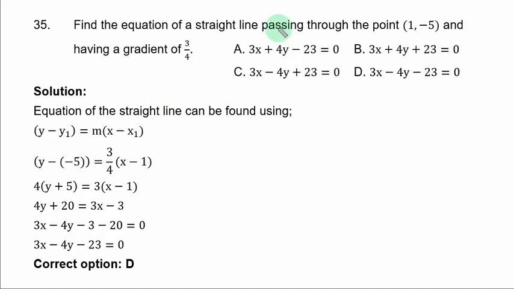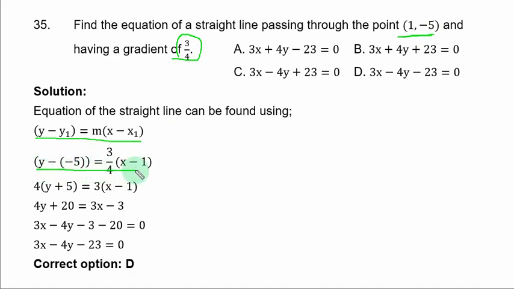Question 35. Find the equation of a straight line passing through the points 1, minus 5 and having a gradient of 3 over 4. Since we have the gradient already, we can use this as the equation of such a line. From the given point, x1 is 1 and y1 is minus 5. So you put all the values in that equation and you have this.